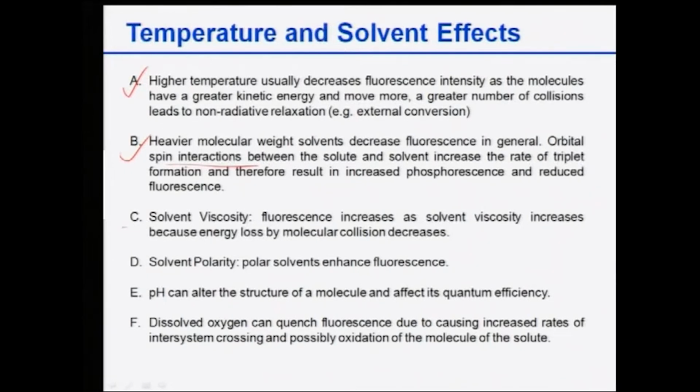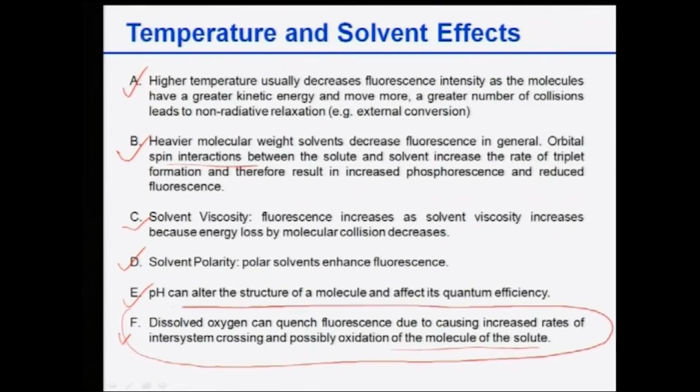Then the solvent can also affect in terms of viscosity. Fluorescence increases as the viscosity increases because energy loss by molecular collision decreases. Viscous means less energy loss. The solvent can also affect in terms of polarity: polar solvents enhance the fluorescence. pH can also affect it; pH can alter the structure of the molecule and affect the quantum efficiency. Dissolved oxygen can actually quench the fluorescence process due to increased rates of intersystem crossing and possibly oxidation of the solute molecule. You can always check the dissolved oxygen concentration and remove it, but you cannot fully remove it.